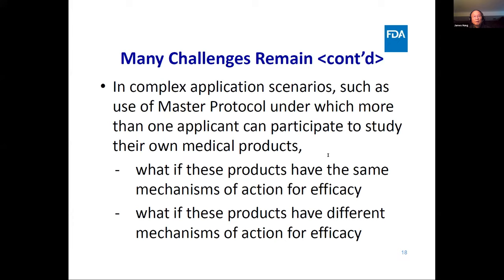In several complex application scenarios, such as use of a master protocol, under which several applicants can participate to study their own medical products against a common control, do statistical tests for multiple drugs need multiplicity adjustment or control? Say if these products have the same mechanism of action for efficacy. The answer probably is yes. What about if these products have different mechanisms of action for efficacy? The answer probably is no.